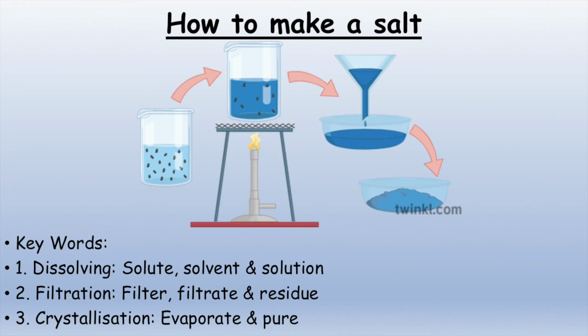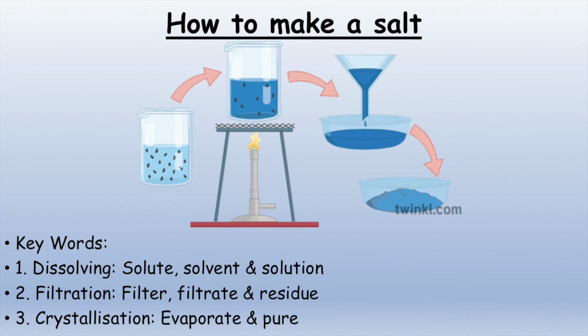You add an excess mass of your solute to a fixed volume of a solvent. Here, the solute would be copper oxide powder and the solvent would be the sulfuric acid. It's important to use an excess amount of our copper oxide to neutralise all of the acid. The solution can then be heated to help the copper oxide to dissolve.